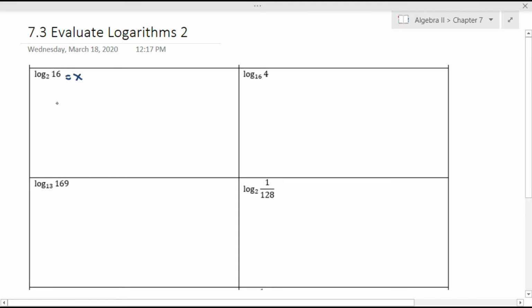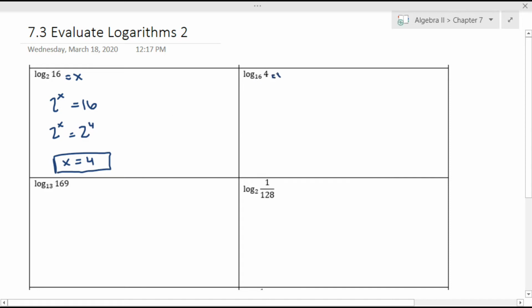So I set it equal to x. 2 to the power of x is equal to 16. 16 is 2 to the 4th, so I'm going to change that to 2 to the 4th. Now I set the exponents equal to each other. x is equal to 4.